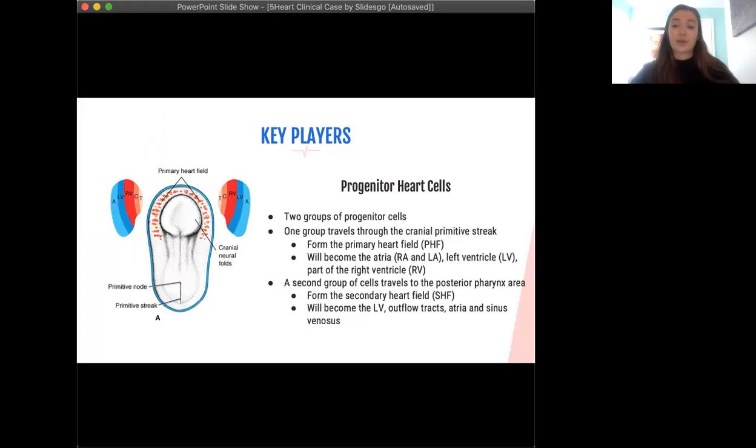So there are two main groups of heart progenitor cells. The first travel through the cranial primitive streak and form the primary heart field, or the PHF. We can see along the top here that these red spots are where the first group has traveled up and settled along the edge to form the PHF. And this area will eventually become the atria, both left and right, the left ventricle, and then part of the right ventricle. The second group of cells travel to the posterior pharynx area and form the secondary heart field, or SHF. And this will eventually become the left ventricle, both outflow tracts, and the atria and sinus venosus.